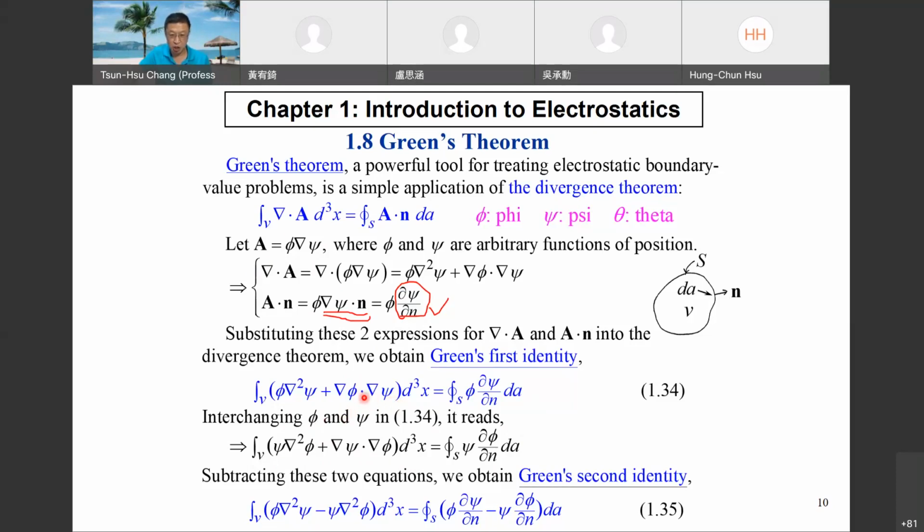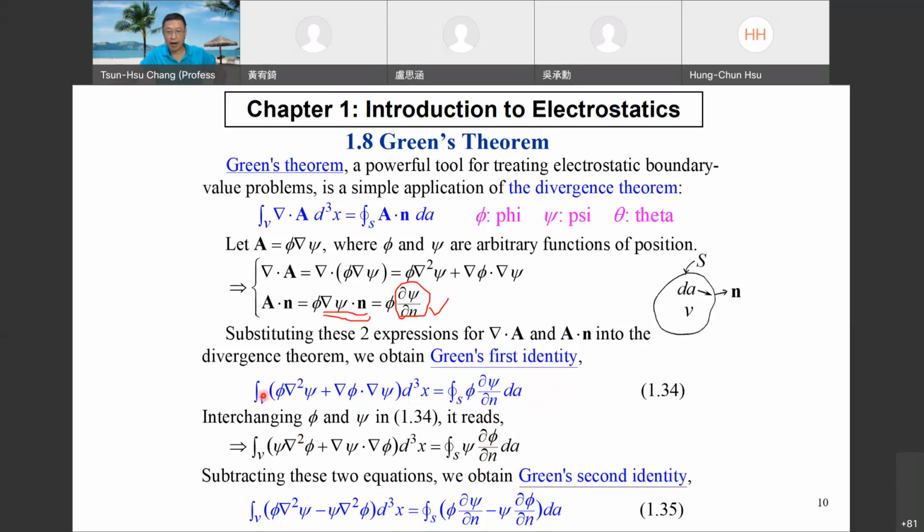Okay, but let's have a closer look at these two equations. These two equations show that A dot B equals B dot A. So gradient phi dot gradient psi equals gradient psi dot gradient phi. Therefore, we can subtract these two and cancel these two. Subtracting these two equations, we obtain Green's second identity. First, second, this one minus this one. So here, that's Green's second identity.